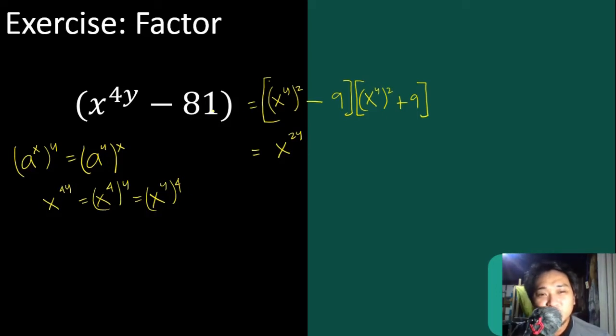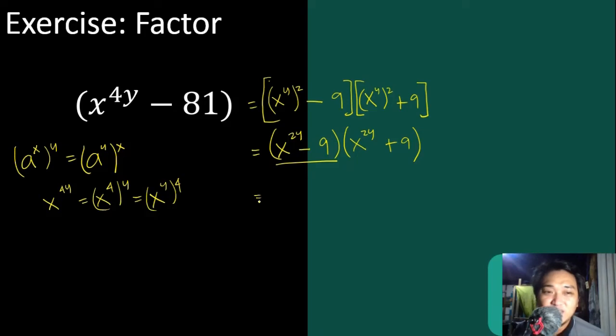and what will be the square root of 81? The square root of 81 is 9 times the quantity x raised to 2y plus 9. Ayan. Now, sa tingin nyo ba, tapos na tayo mag-factor? Hindi pa. Kasi kung mapapansin nyo, factorable pa si x raised to 2y minus 9.